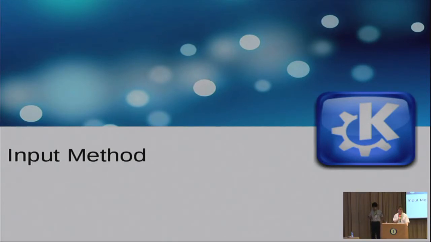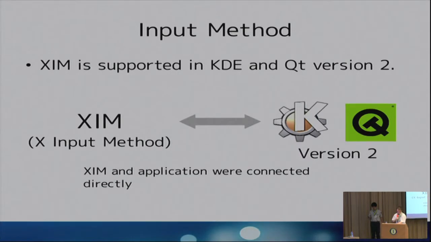The second topic is input method. In KDE and Qt version 1, we can't input CJK text. Input method is supported in KDE and Qt 2. XIM is supported in Qt 2, so we can input CJK text. But XIM, the X input method, is an old specification, so it was too legacy to correspond to new demands.